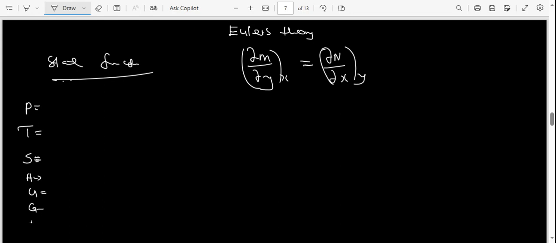So, Gibbs free energy, just know that it is a state function. Then there's Helmholtz free energy, which is represented by A. Helmholtz free energy is also a state function.